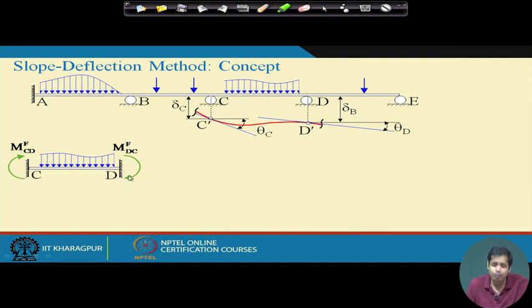Okay. Now these are the fixed end moments generated at C and D. So MF CD is the fixed end moment at C in span CD, and MF DC is the fixed end moment at D in span DC or CD.